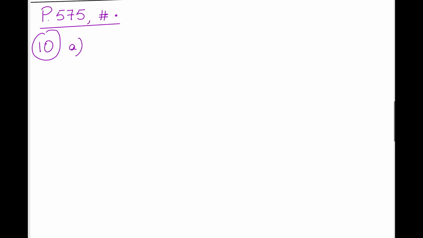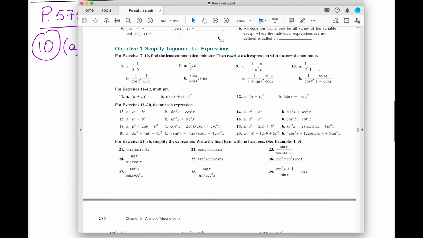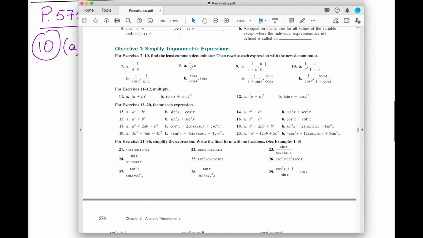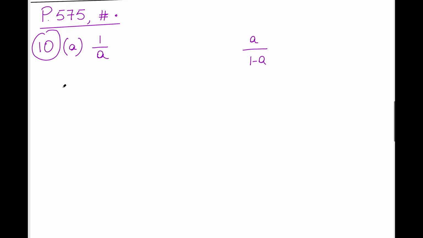In part A, we had 1 over A and A divided by 1 minus A, right? Okay, so what do we need to do? We need to find the least common denominator and then rewrite each expression with this new denominator.